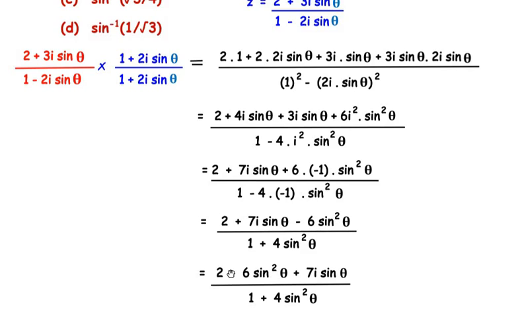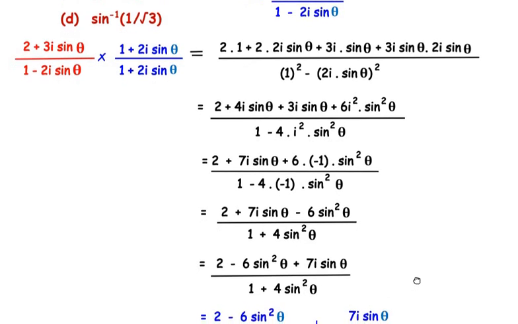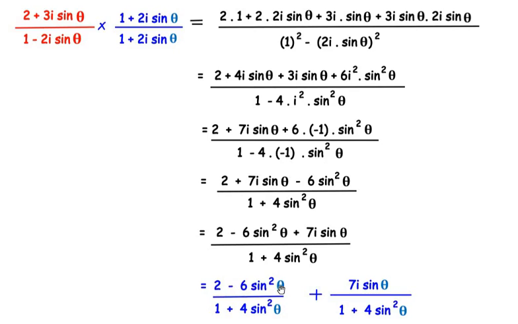Now these two are real terms because they do not have an i term in them, that is, an imaginary term, plus 7i sin theta. Now this is separated because this is an imaginary number. Now the denominator stays the same. Now I am going to split the terms for the real numbers and the imaginary numbers with the denominators. That is 2 minus 6 sin square theta over 1 plus 4 sin square theta, plus 7i sin theta over 1 plus 4 sin square theta. So the denominator is split for real terms as well as imaginary terms.